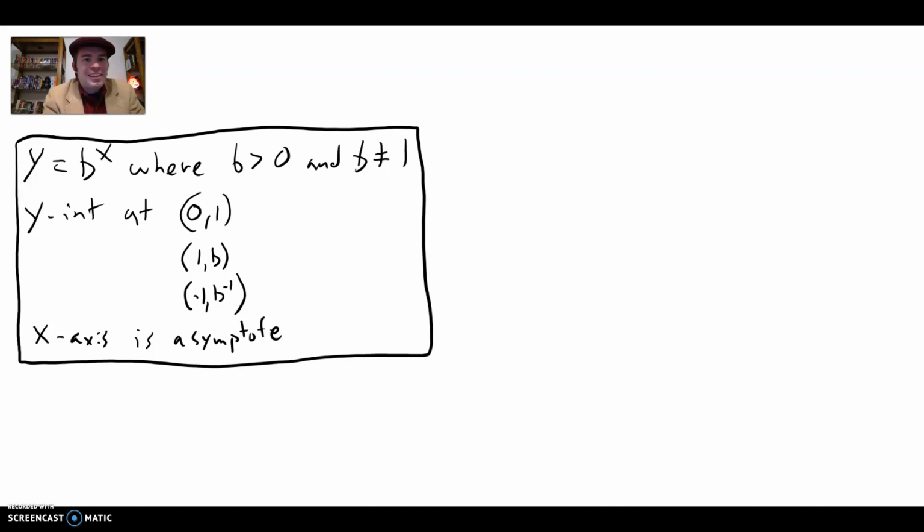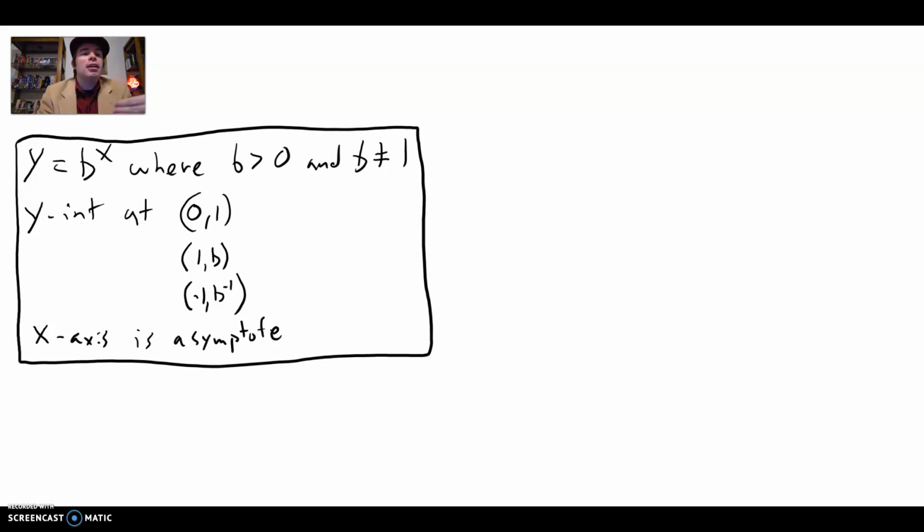Hello again. In this segment, we're going to look at how to graph logarithmic functions, logs. Now you might be looking at this image on the screen and wondering, why do I see how to graph an exponential if we're supposed to be graphing logarithms? Well, the reason is simple. Logarithms are the inverse of exponentials.